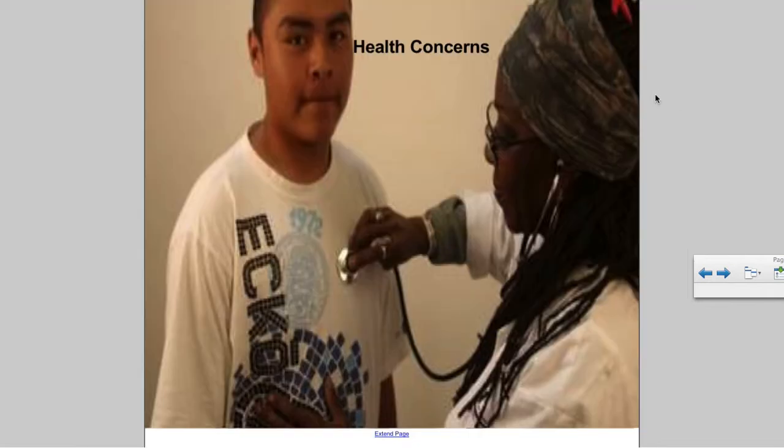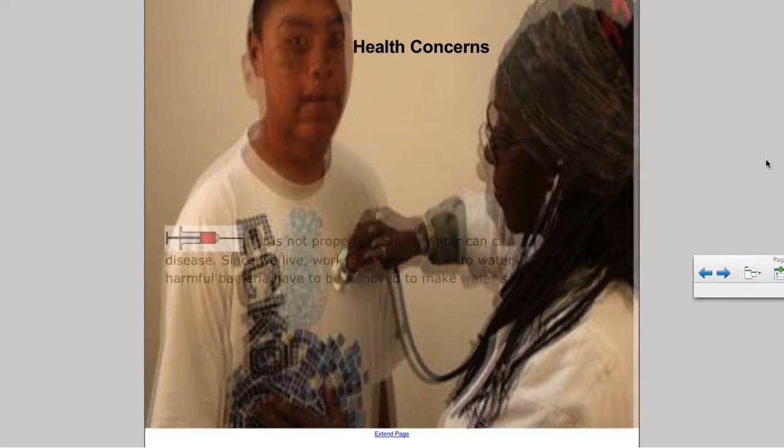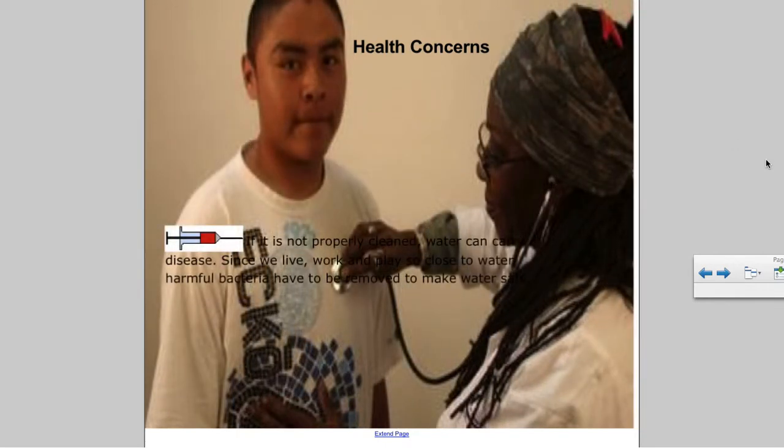Another reason is for health concerns. If water is not properly cleaned, water can carry diseases. And since we live, play, and work so close to water, harmful bacteria has to be removed to make the water safe. Remember, we depend on water. We talked about that when we very first started talking about water, that water is essential for life.